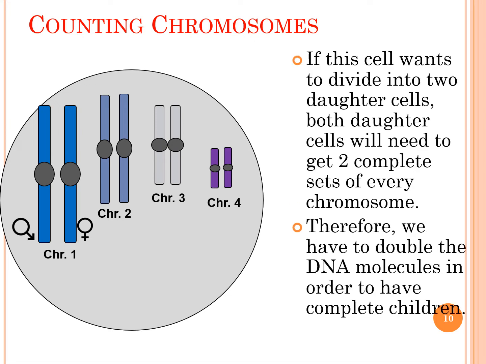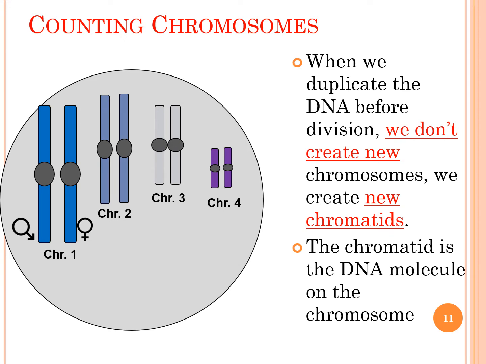Now, if we want to divide this cell mitotically, we need both daughter cells to have a maternal and paternal copy of every chromosome. So somehow we have to take 8 chromosomes, divide it in half, and then still end up with 2 cells that have 8.